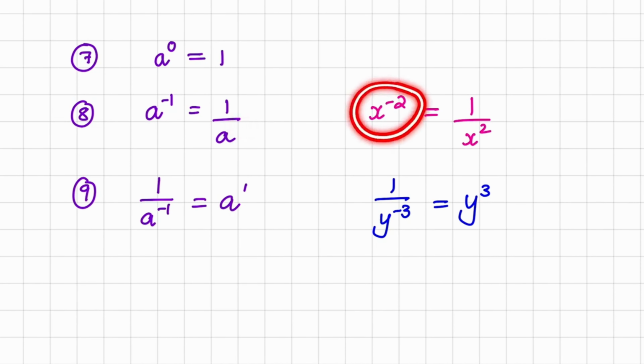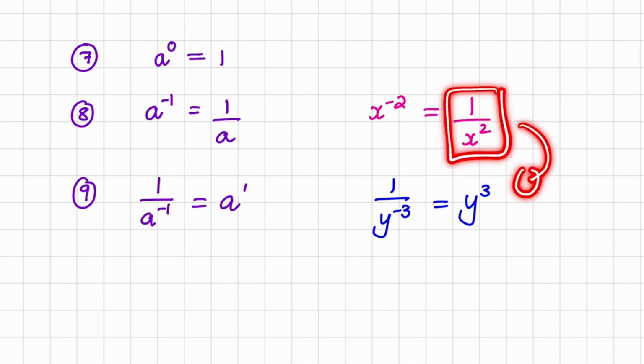So in this example, we had x to the power of negative 2, and I write 1 over it, so it becomes x squared. And that's how I make the exponent positive. And the reason why we need to be able to do this is that in algebra, we always want to leave our answers in positive exponents.